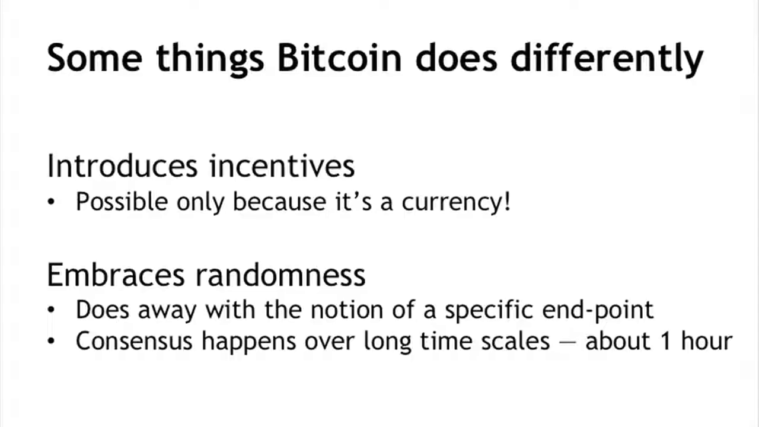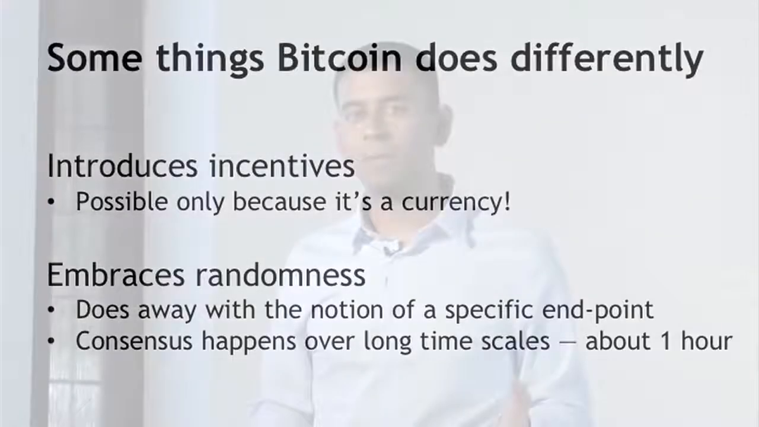The other thing that it does differently is that it really embraces the notion of randomness. And what I mean by that is one of the things it does is it does away with the notion of a specific starting point and ending point for consensus. Instead, consensus happens over a long period of time, about an hour in the practical system, but even at the end of that time, you're not 100% sure that a transaction or a block that you're interested in has made it into the consensus blockchain.